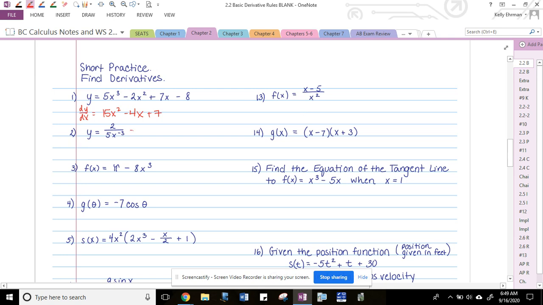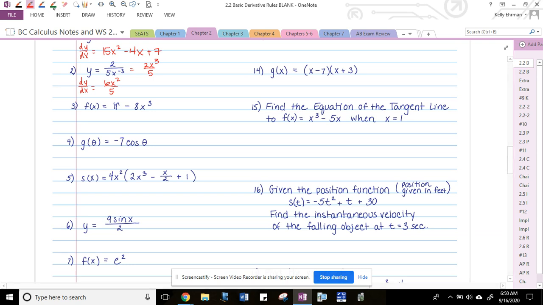For number 2, maybe I'll rewrite this. You have a negative exponent in the denominator. That's silly. We should just make it 2x cubed over 5. And then dy dx would be 6x squared over 5.